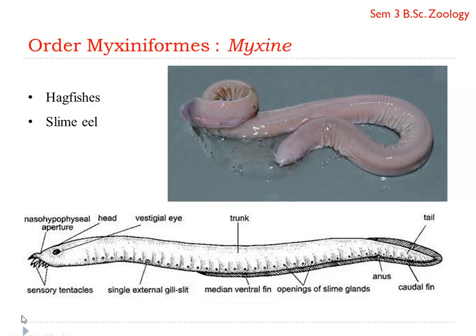In the trunk region, you have plenty of slime gland openings or pores. Then a single external gill slit, a pair of external gill slits, one on either side. Then we also saw the median ventral fin and caudal fin. And it is parasitic to fishes and certain turtles.